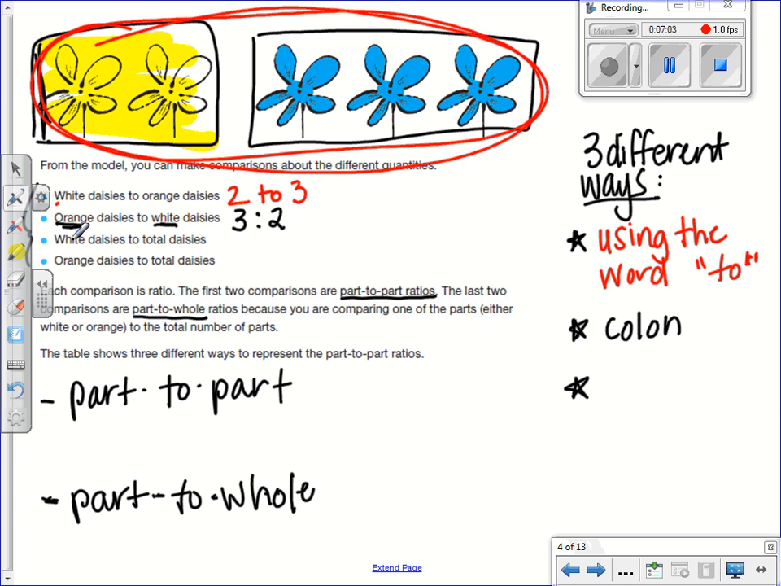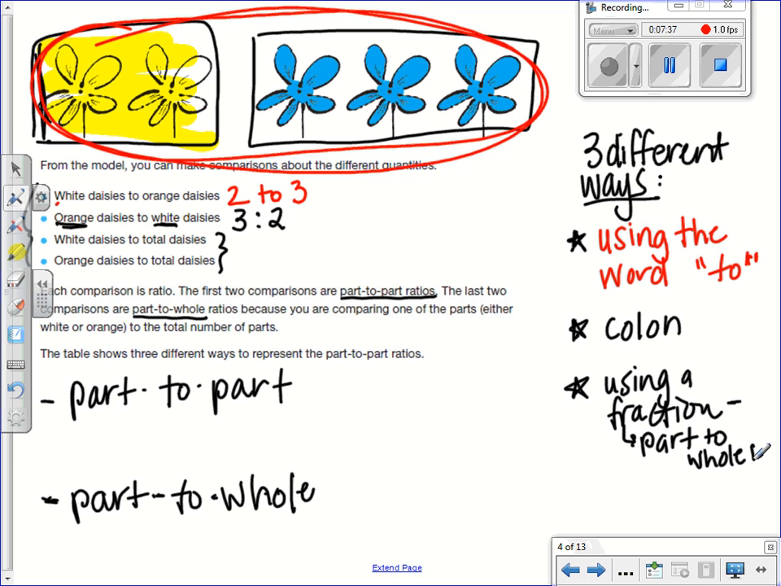The other 2 examples, which are here, are part to whole ratios, which we just talked about. A lot of times part to whole ratios are represented through a fraction. So using a fraction is the last way that you can represent a ratio. And like I said, most of the time it's part to whole ratios that follow using this fraction model.